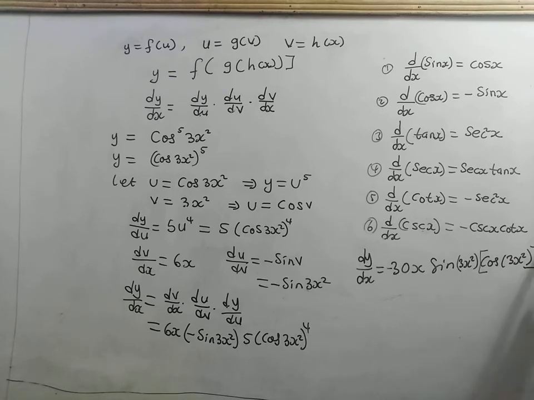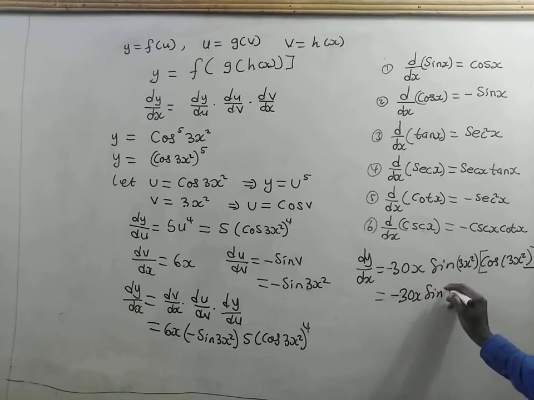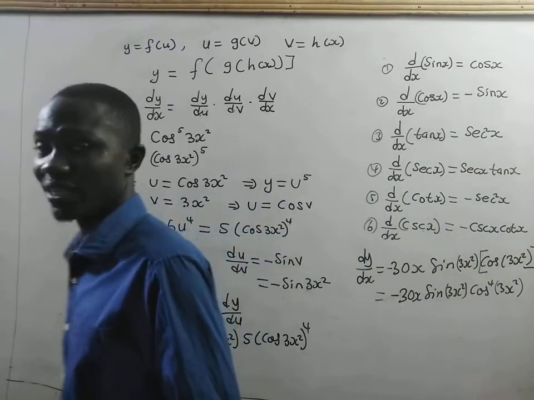Since we have to the power 4 here, you can bring the power 4 inside. So you can write it as minus 30x times sine of 3x squared times cosine to the power 4 of 3x squared. You can still put this one in brackets. Wow, that is very, very nice.